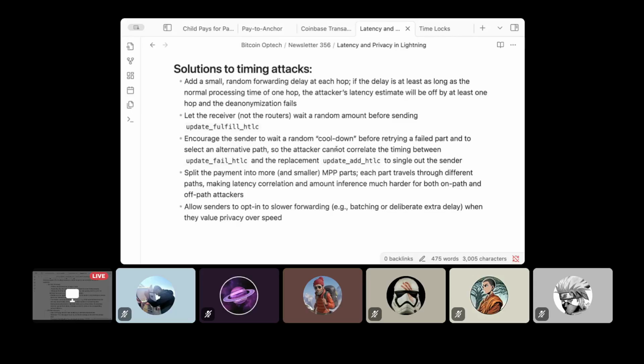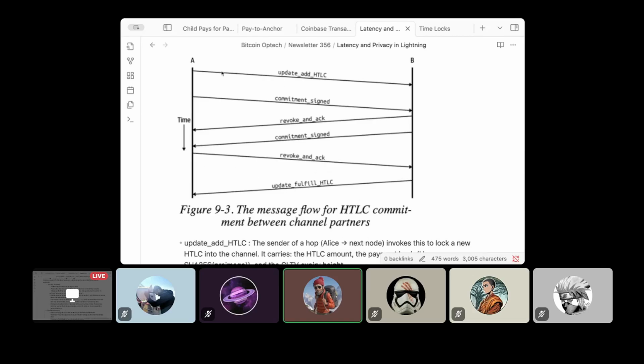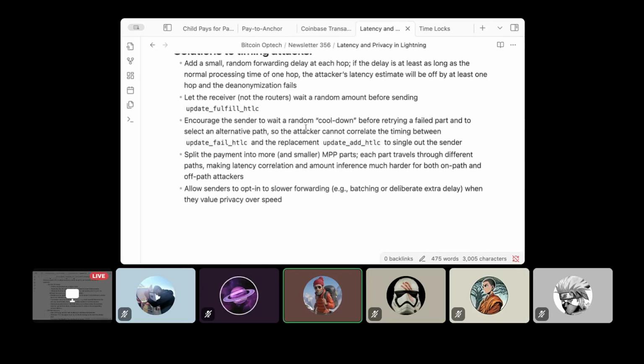The other way is that you let the receiver wait a random amount of time before sending the update fulfill HTLC. All these things happen sequentially over time, and the time at which these messages are sent out is hard coded into your node settings. So you can add a random delay. Once you receive a revoke acknowledgement from Alice, instead of relaying back the update fulfill HTLC after a standard time, you can add some random delay so that it goes out at some other time. This messes up the delta calculation that the on-path adversary does by calculating the difference between this message and this message. So this is another way in which you can confuse the attacker.